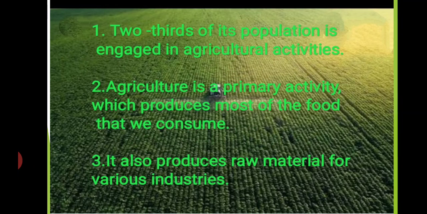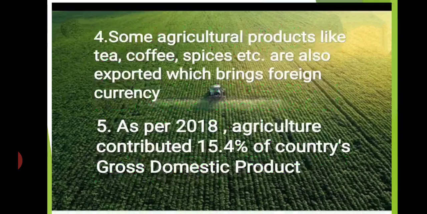Agriculture is the primary activity which produces most of the food that we consume, and it also produces raw material for the various industries. Some agricultural products like tea, coffee, and spices are also exported, which brings foreign currency. As of 2018, agriculture contributed 15.4% of the country's gross domestic product.